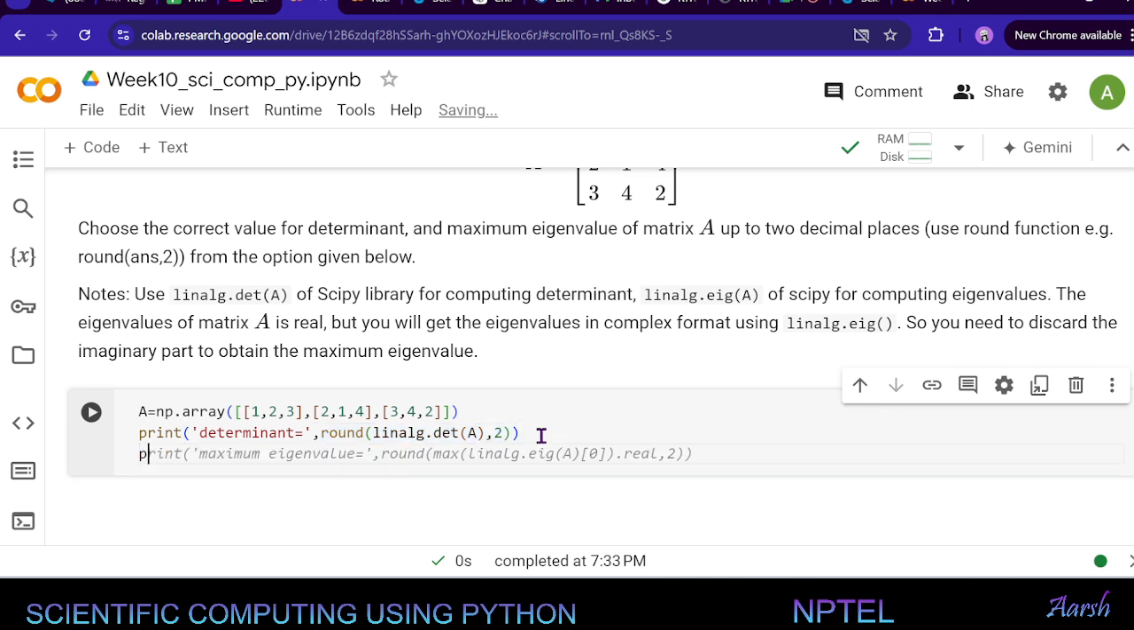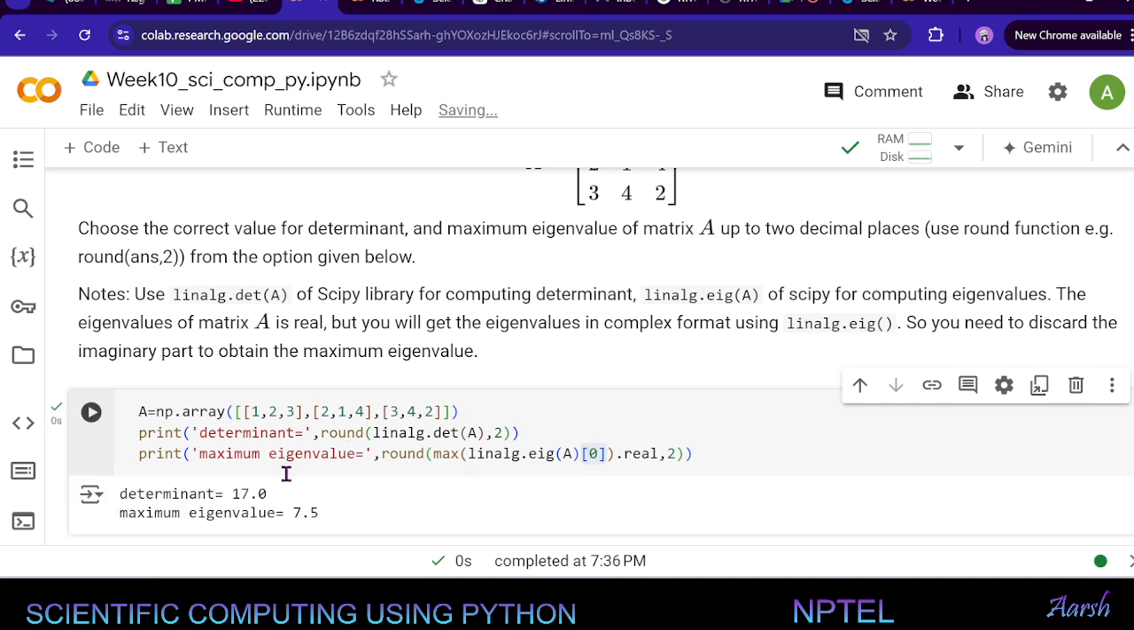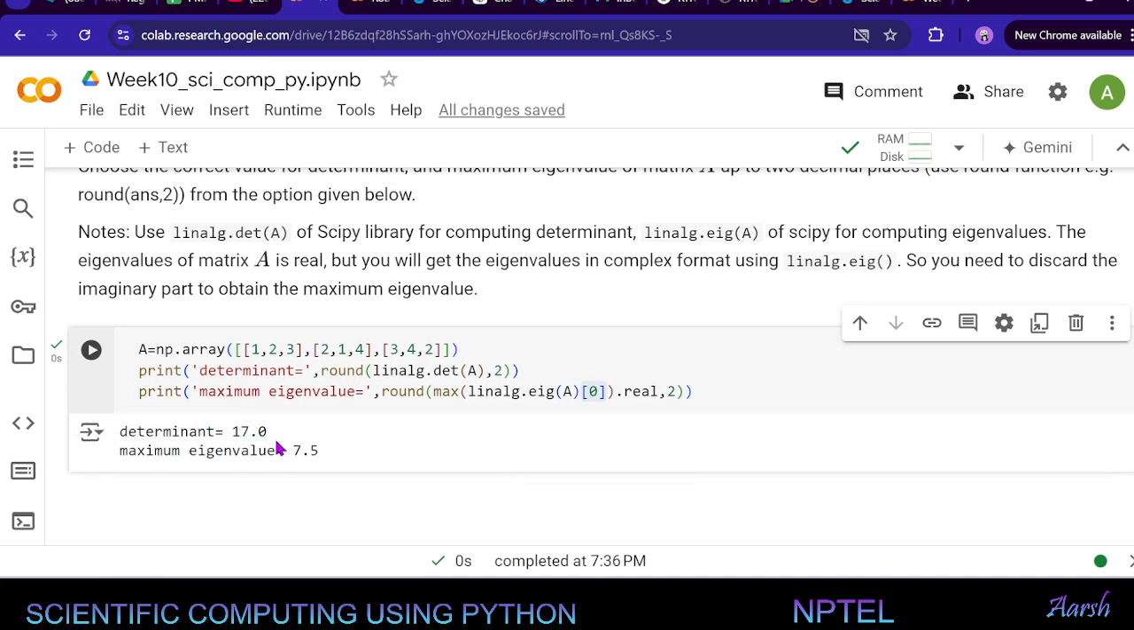That's one thing. And then we have to print the maximum eigenvalue, which is going to be the max of linalg.eig of A. But if we just write this one, then it gives eigenvalues as well as eigenvectors. So we just want the eigenvalues. So we put 0th. So it gives the first element, which is the array containing the eigenvalues. And then just take the real part and get the maximum value. Let's see if it works. Okay, so the determinant is 17, and the maximum eigenvalue is 7.5.